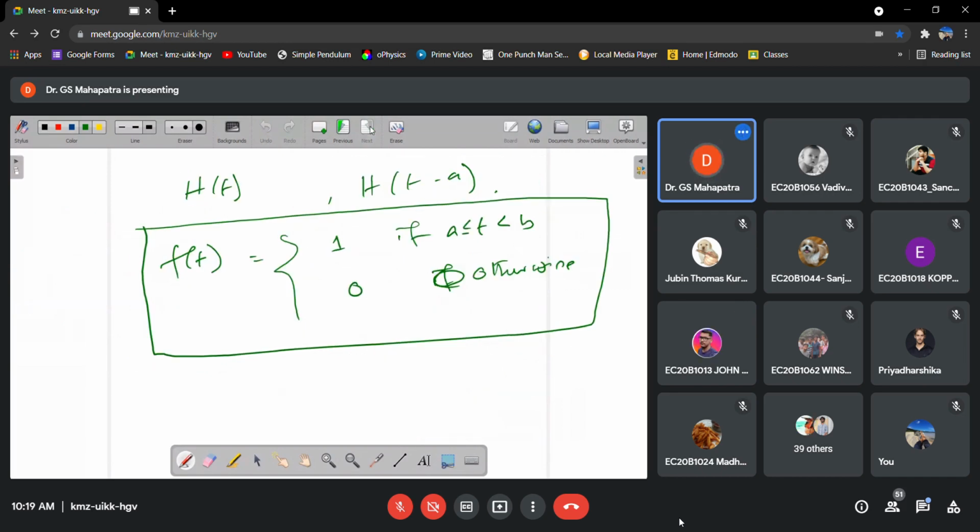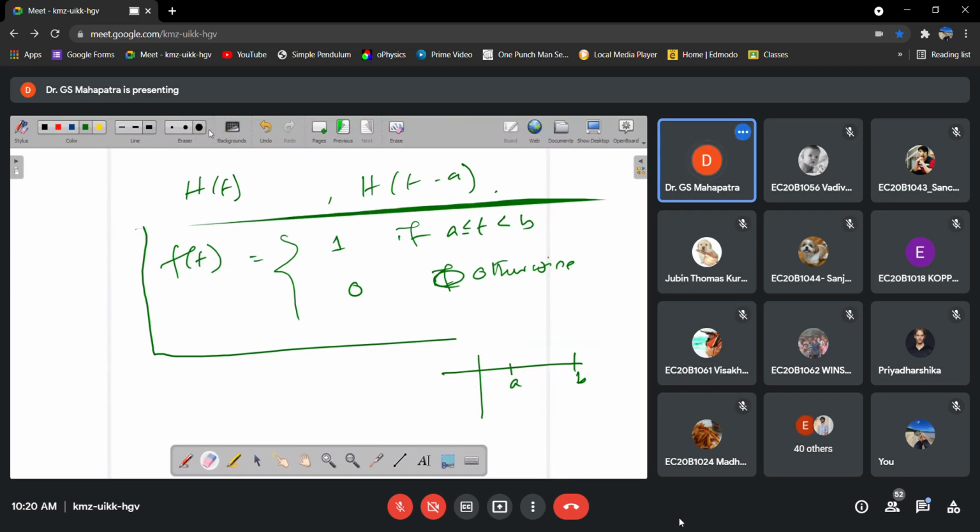Now this one. f(t) equals 1 if t is greater than or equal to a and less than b, and 0 otherwise. That means the function is defined from a to b. So now you tell me what is the value of that one? 1. So let us see. I'll increase a little bit. You can easily answer it, I know, but just for practice.